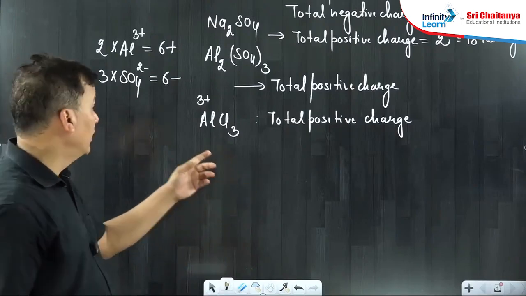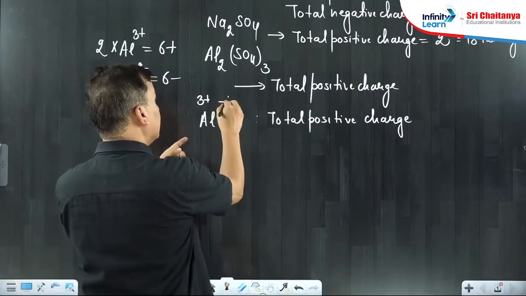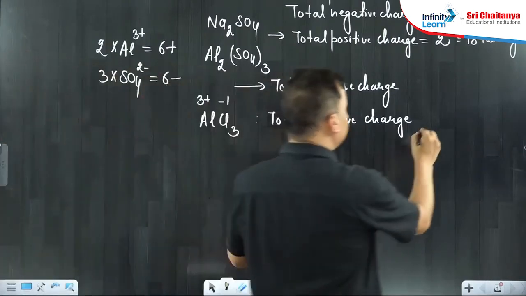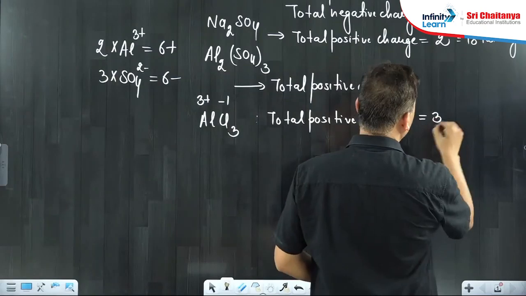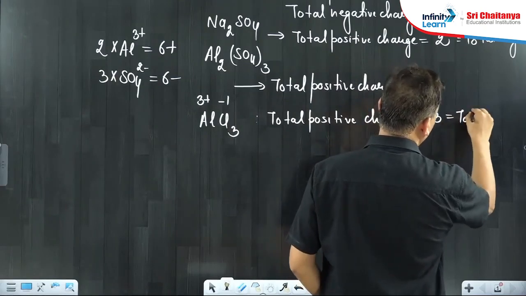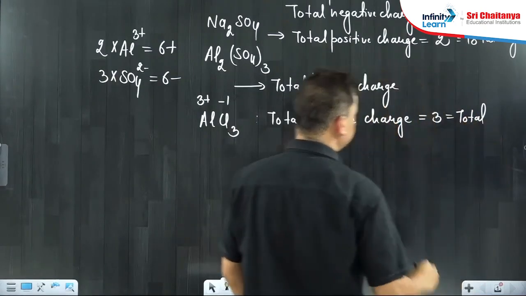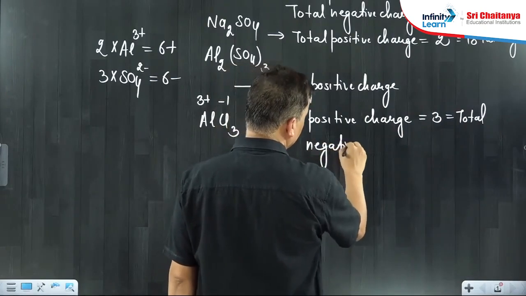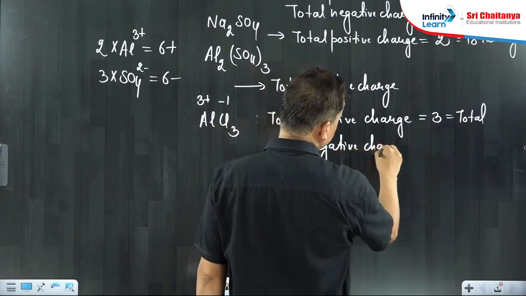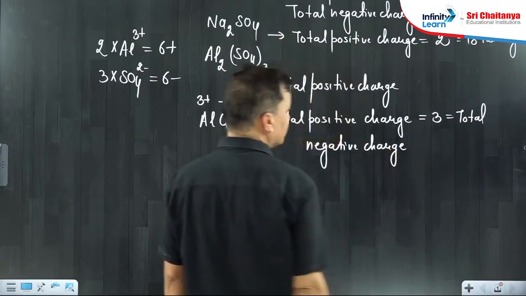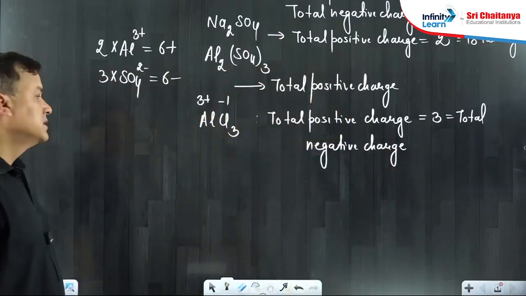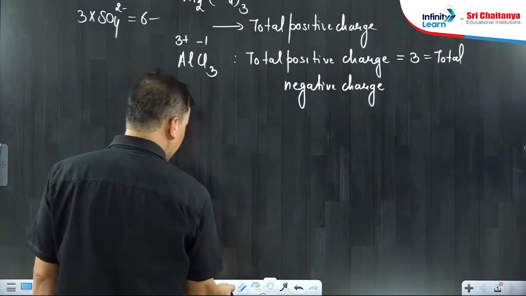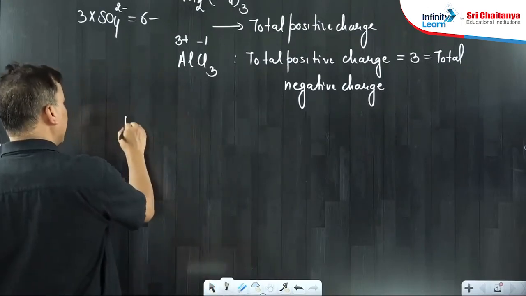Only one aluminium. How many chloride are there? And each chloride has 1 negative. So total positive charge is equal to what? And that is equal to total negative charge. Say yes or no. Is that clear? Dear, let me take one more, sodium phosphate.